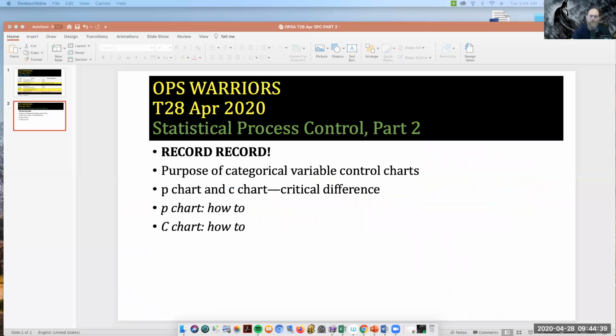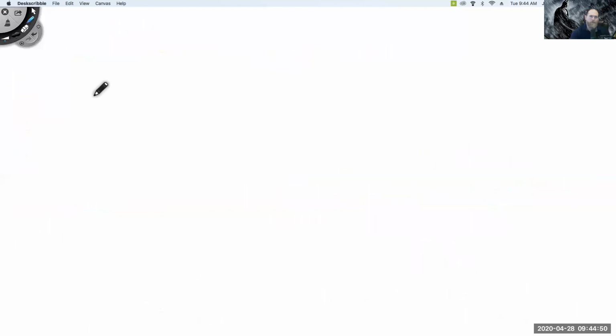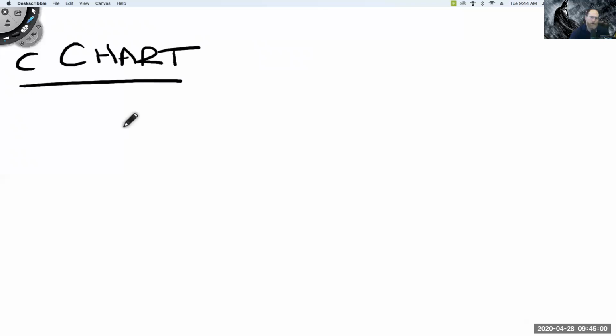Okay, so let's start with our C chart first. And like I said, our C chart is an instance where I'm not sampling.